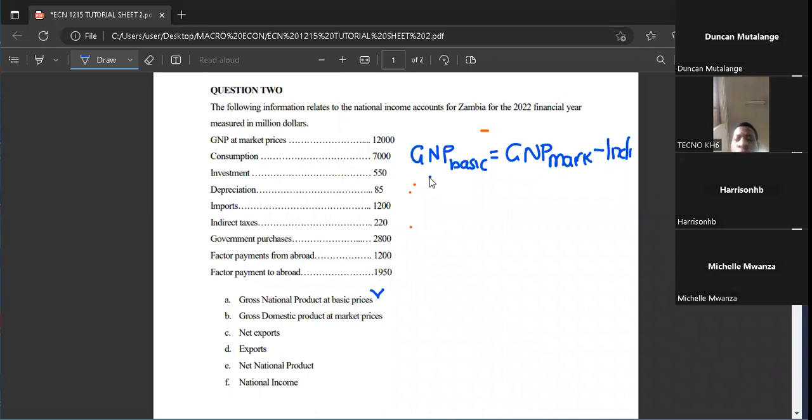So what's the GNP at market price? It's already calculated, it's right here. It's 12,000. Then minus, what are the indirect taxes? Indirect taxes are equal to 220, isn't it? So this will be equal to what? What's the answer here?